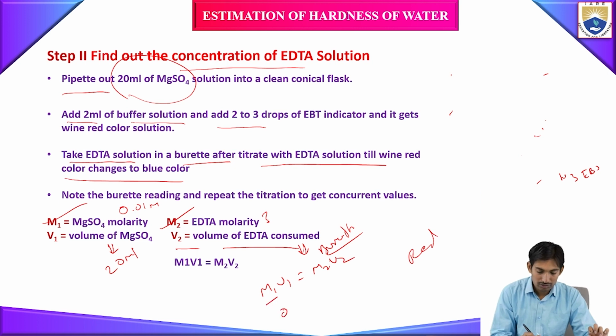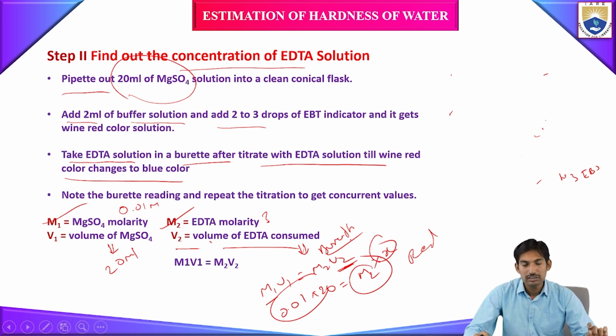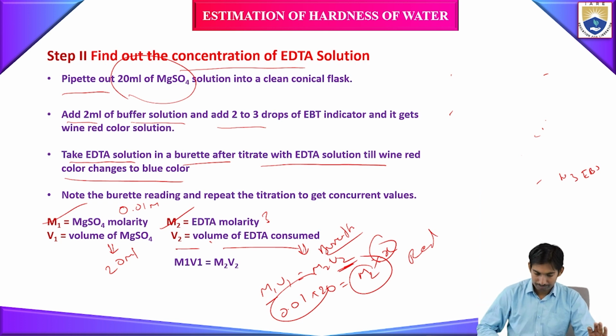The M1 is 0.01. Volume, how much have you taken? 20. M2 means molarity of EDTA, which we don't know. Then V2 is the volume of EDTA consumed, which we will get from the burette reading. If you substitute these values, we will get the concentration of EDTA. The secondary standard EDTA concentration we get from the primary standard magnesium sulfate solution. In this way, we calculate the accurate concentration of EDTA solution.